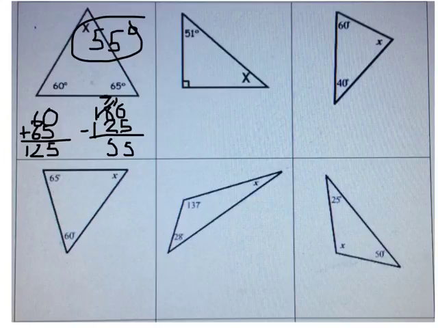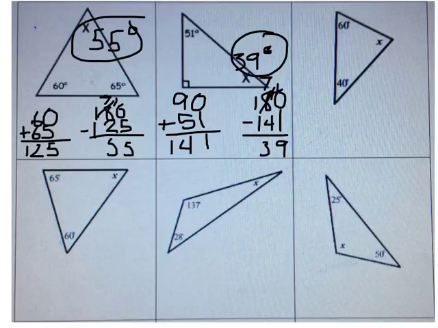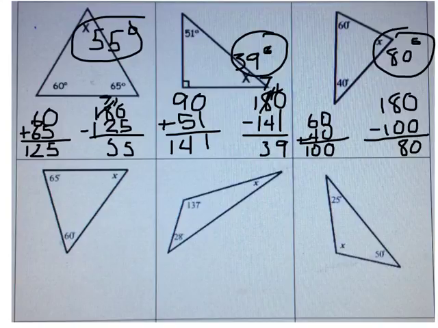Try the next one. I know that a triangle has a right angle and a 51-degree angle. What's the value of x? It's 39 degrees. 90 plus 51 is 141. 180 minus 141 is 39. Let's try another. What's the value of x if the two angles I know are 60 degrees and 40 degrees? The value of x in this problem is 80 degrees. 60 plus 40 is 100. 180 minus 100 is 80.